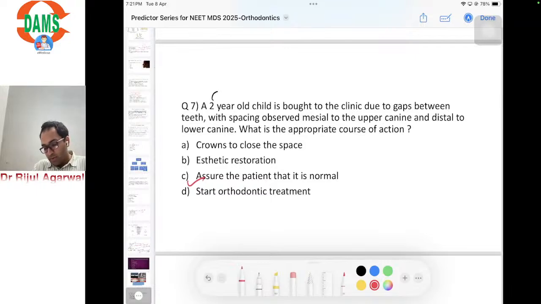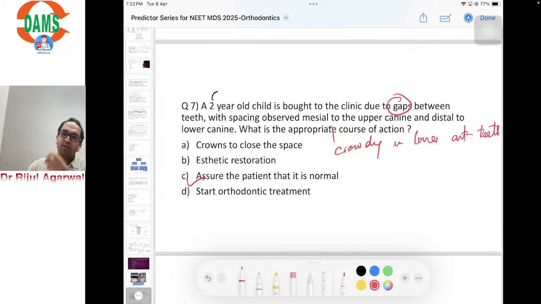Okay next, this same question may now be modified in NEET 2025. So instead of gaps, they put up that a 2-year-old child is brought with crowding now in lower anterior teeth. Now there is crowding in the lower anterior teeth. Now the question coming in NEET 2025 is that a 2-year-old child, or a 3-year-old child, or any child up to 5-6 years with deciduous dentition has crowding in the lower anterior teeth. Okay, now what will we do? Start orthodontic treatment. What options? Option A, start ortho.